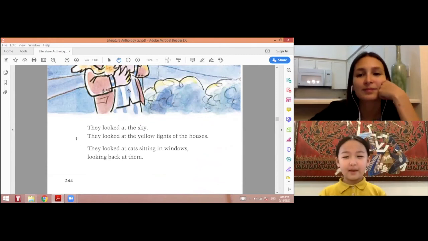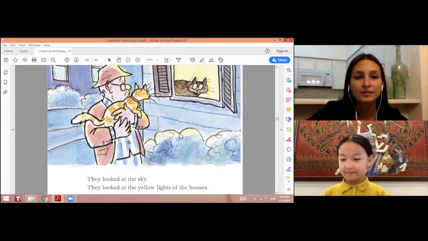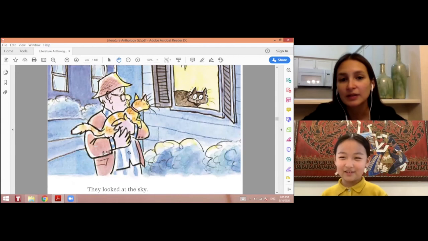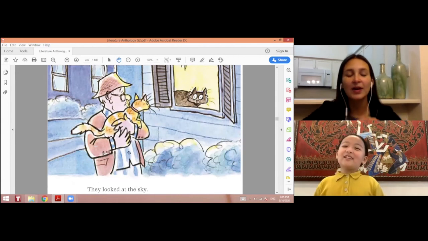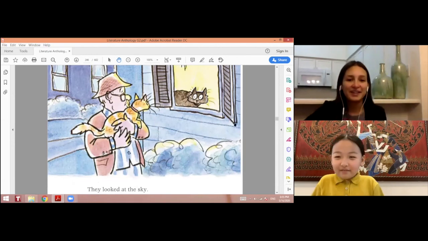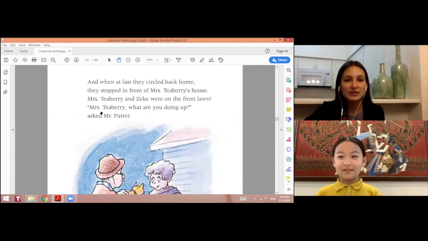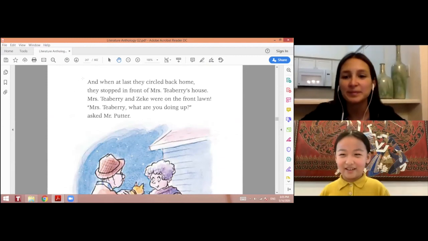Wait, I see Mr. Tabby wearing a cape. Wearing what? A cape. What do you mean? A superhero cape. Oh. Yeah, okay. Oh, look, who's this? Yeah, I saw Mr. Tabby was wearing a cape. Okay, go ahead.